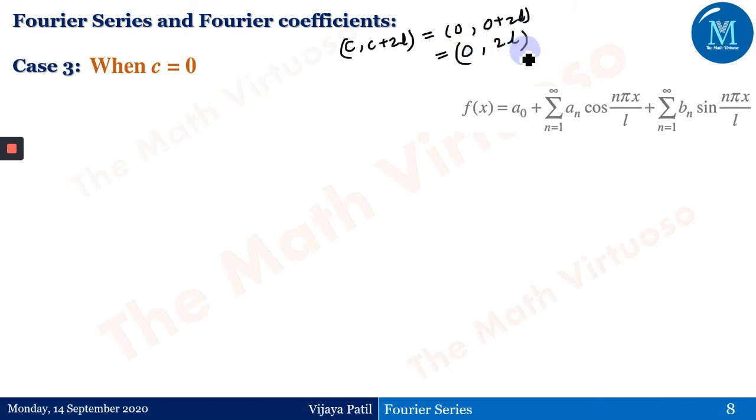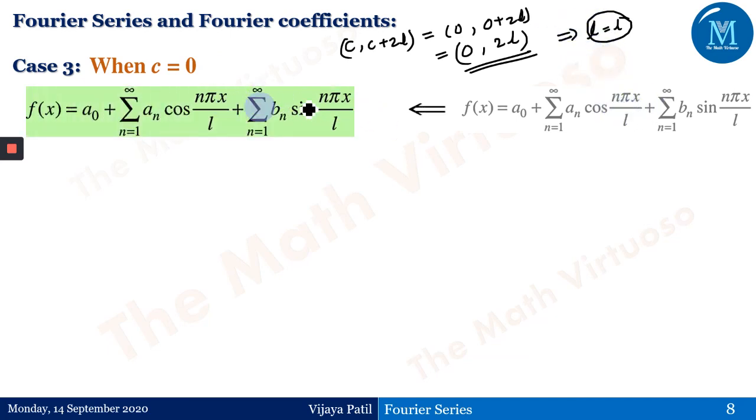I have got 2L, and this gives me the value of L equal to small l. So this is the first thing. Second thing is 0 to 2L is the interval. So the value of C is equal to 0 and the value of L is equal to L. Because this L is equal to L, there is no change in this. This entire formula remains the same.